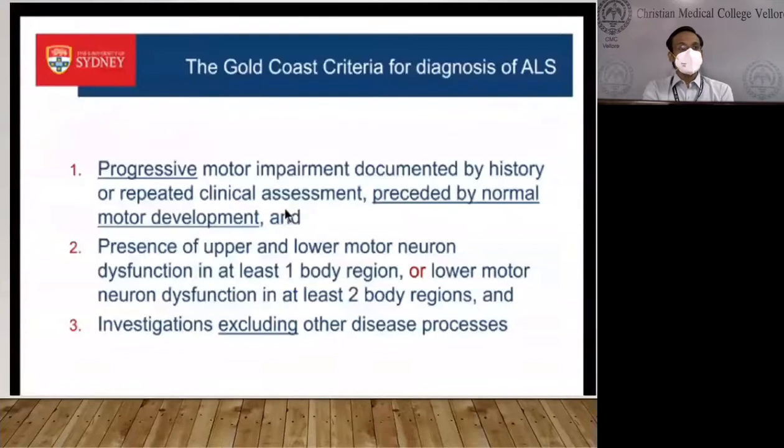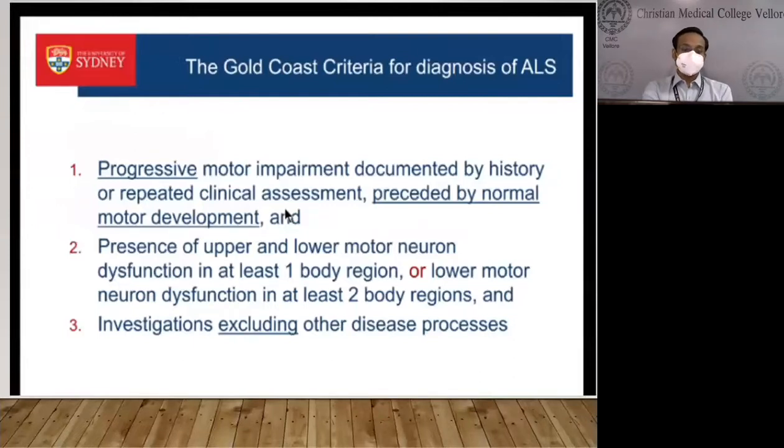So in late 2019, early 2020, they proposed this new Gold Coast criteria from Australia, where according to them, ALS is a progressive disease, demonstrable by history or repeated clinical assessment, with prior normal motor development. They simplified it to the presence of just UMN and LMN dysfunction in only one body region, or LMN dysfunction in two body regions. And most importantly, investigations excluding other disease processes. That made it very simple, so that more patients with early onset ALS are recruited into clinical trials.